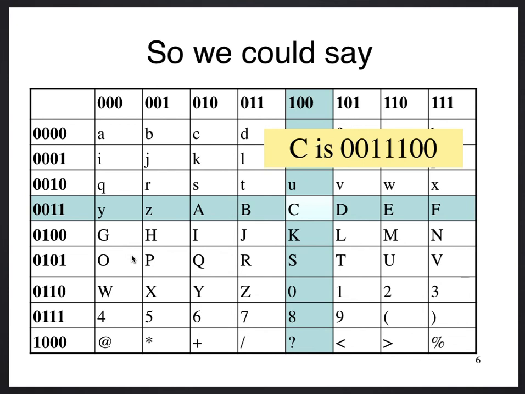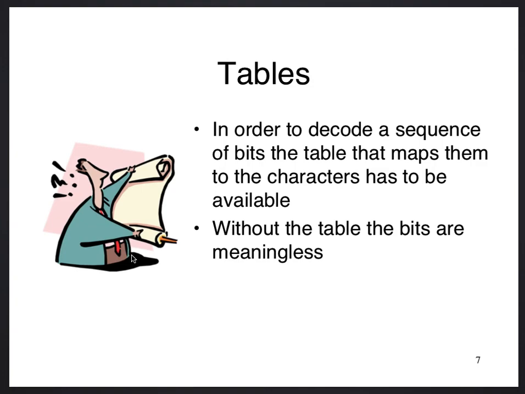Obviously, if I walk up to you in the street and say 0010100, you might be able to establish that I'm giving you a 7-bit code, maybe. But even knowing that, the mapping of bit sequences to characters is something we would have to agree beforehand for it to make any sense. So without a table that maps the bit sequences to characters, the bits themselves are meaningless.